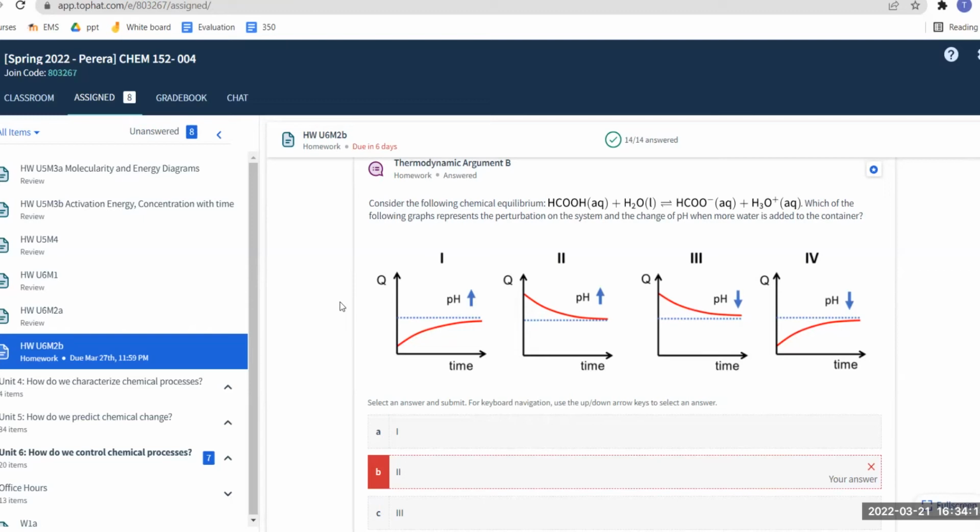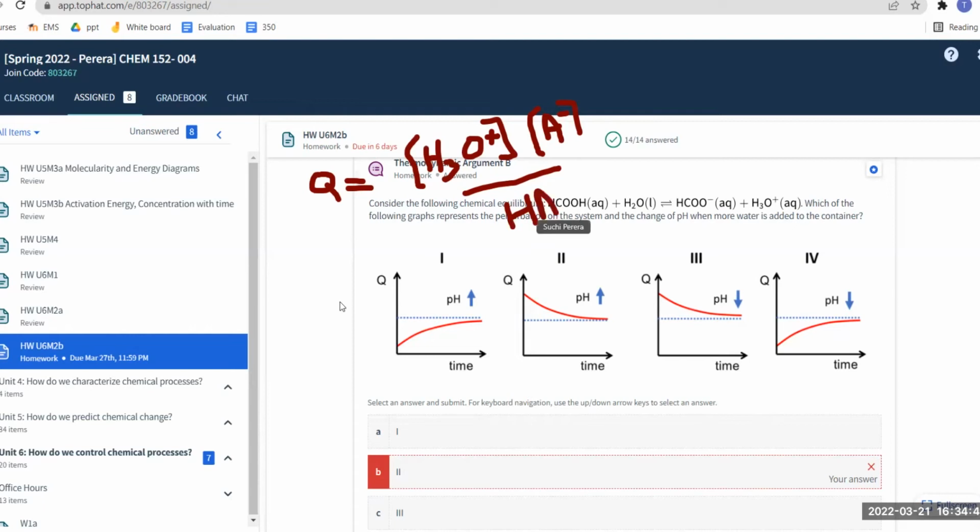Okay. So if you think about the kinetic argument, the Q is the products over reactants. In the products, you have H3O plus concentration, and then A minus concentration. And in the reactants, we have the HA concentration. Are you okay with me calling them HA and A minus? Yes. Okay, perfect.